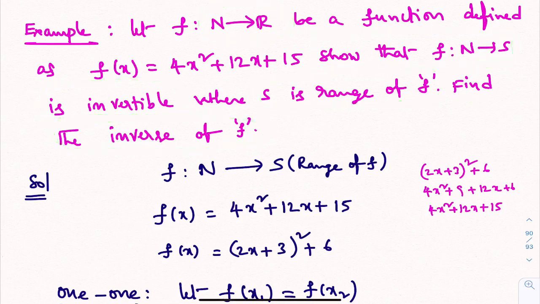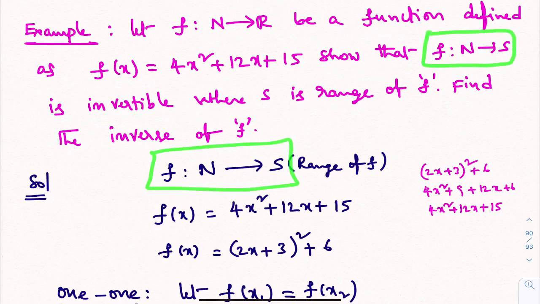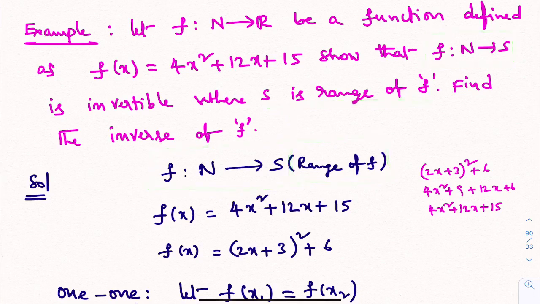Okay. So what I'll do, I'll take f from N to S. You try to understand. I have taken f from N to S. What is S? S is range of f. How do you know S is range of f? They have given in the question. S is range of f. Okay. F is from N to S. And f of x is 4x square plus 12x plus 15. They have given like this. In last class also we did a problem like this.